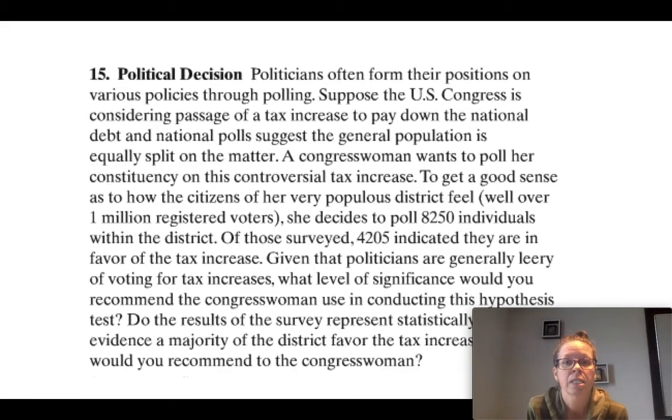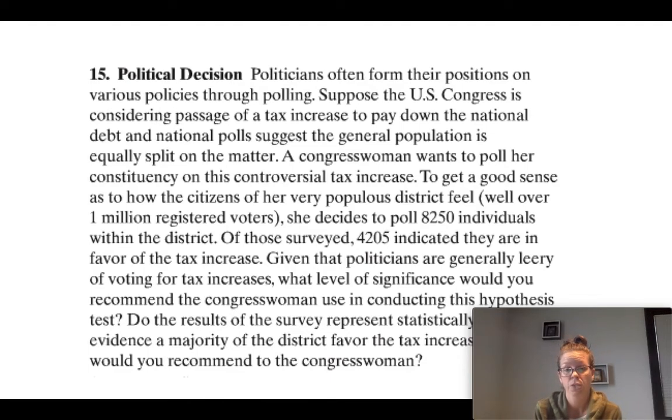Oh, this is wordy. Okay, politicians form their positions on various policies through polling. Suppose the U.S. Congress is considering a passage of a tax increase to pay down the national debt. National polls suggest the general population is equally split on the matter. A congresswoman wants to poll her constituency to get a good sense as to how the citizens of her very populous district feel. Well over 1 million registered voters. She decides to poll 8,250, so she polled tons, but it's a really big district, so that's okay, still not too many. Of those surveyed, 4,205 indicated they are in favor, and so on.